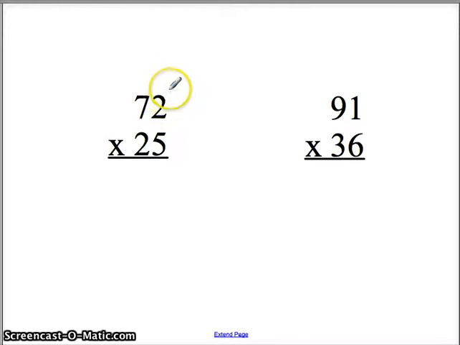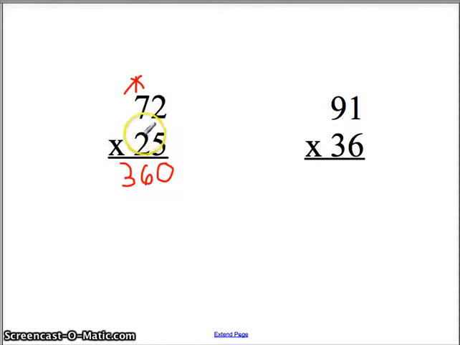72 times 25. Ignore your 2 for a minute and multiply 72 times 5. 5 times 2 is 10. Bring my 1 to the top. 5 times 7 is 35, plus 1 more is 36. I'm finished with this step, so I'm going to get rid of my 1. If you want to get rid of your 5, you can.